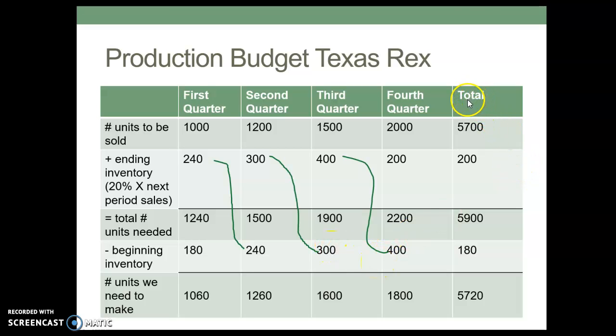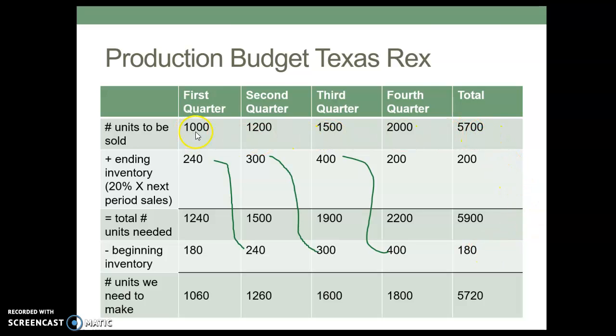Now, when we're looking at the total column, the ending inventory that we want to have means at the end of the year. This total line is for the whole year. So what do we want to have in ending inventory for the whole year? That's going to be the same number as the end of the fourth quarter. And the beginning inventory means the beginning of the whole year, which is the beginning of the first quarter. So that's where that number comes from.